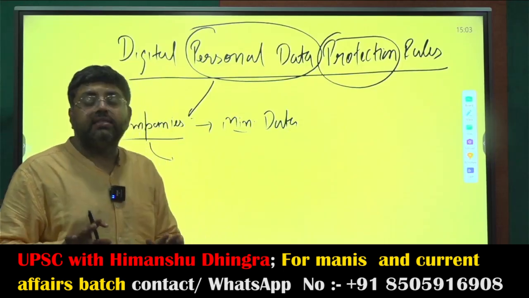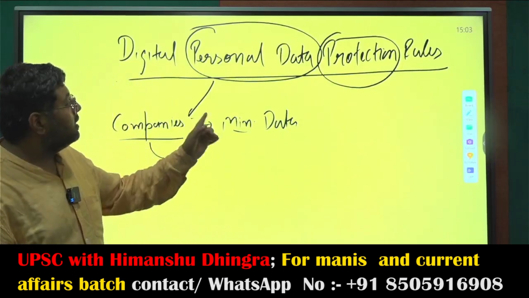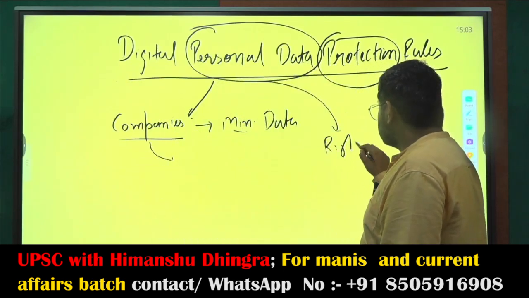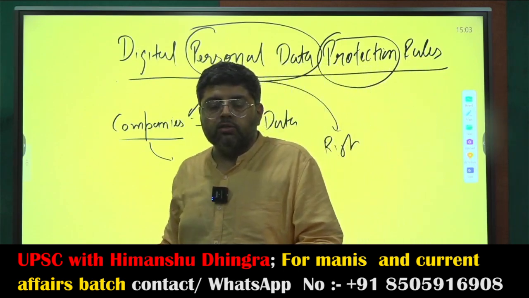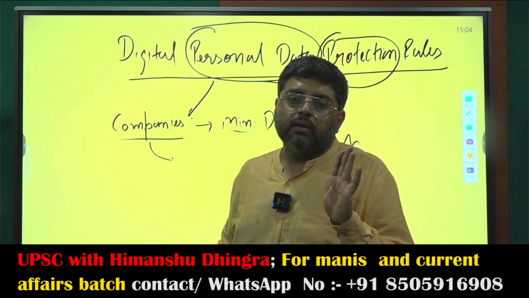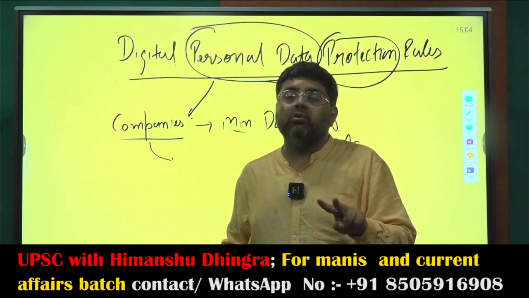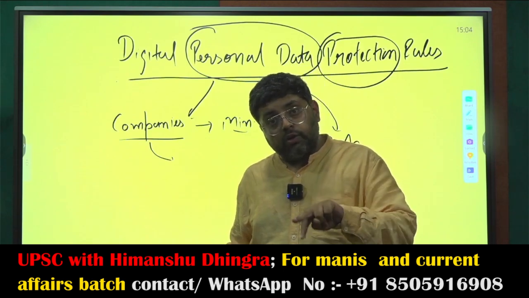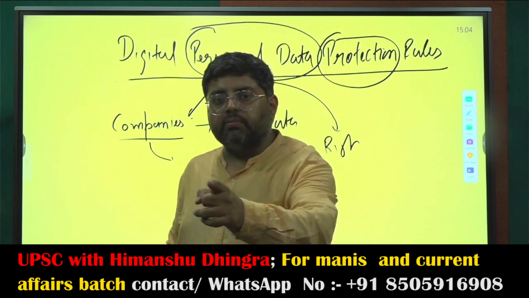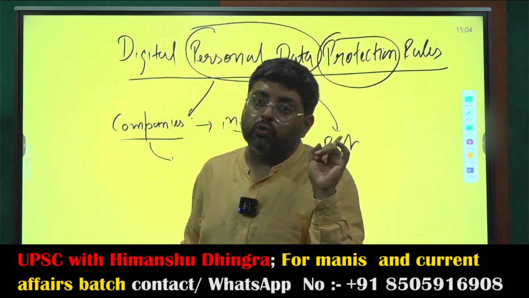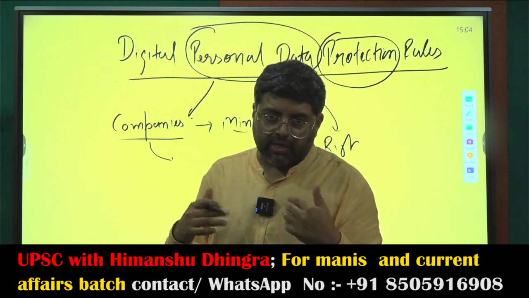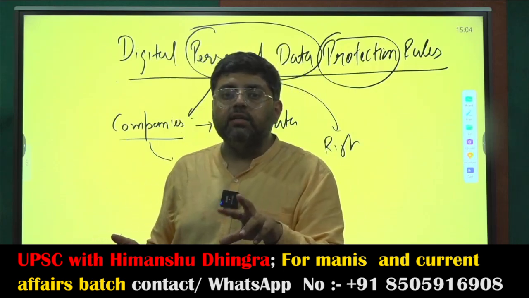Similarly, there are some rights given to the individual also. If any company is taking my data, it is on my consent whether I want to give or not. So that company has to get consent from me, number one. Number two, I also have a right to withdraw my data. If I have given data to someone and I request them to please remove this data, they have to do it. Third, if I have given some of my data to someone and I want to correct that data, that right I also have.